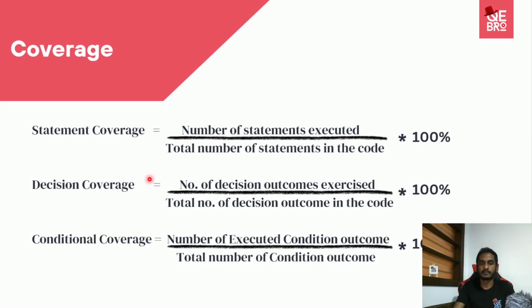Similarly, decision coverage. In that example, we exercised only one branch. The second branch was not exercised. So the number of decision outcomes exercised is 1, divided by the total of 2, which means 50%. So the statement coverage was 70% and the decision coverage was 50%. We can add these into our exit criteria.